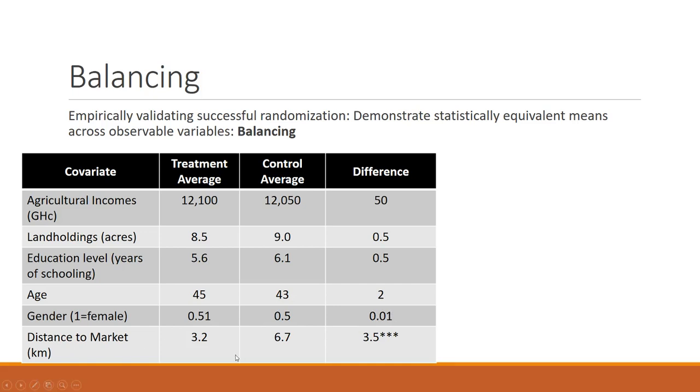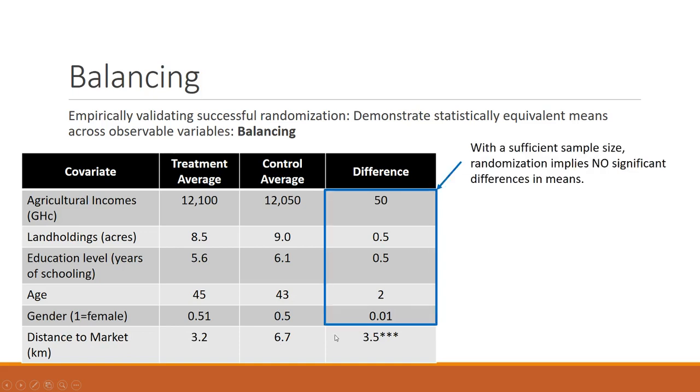Okay, but now we come to distance to market. We're saying the average distance to market in the treatment group is 3.2. The average distance to market for the control group is 6.3. There's a difference of 3.5, and I'm saying that's statistically significant. That means our treatment group is not the same as our control group on average with respect to the distance to market variable.